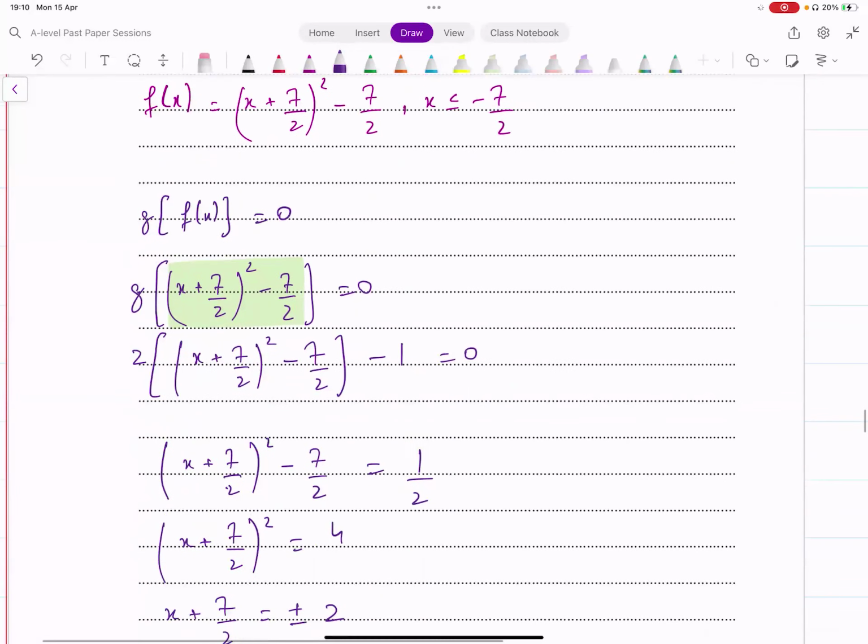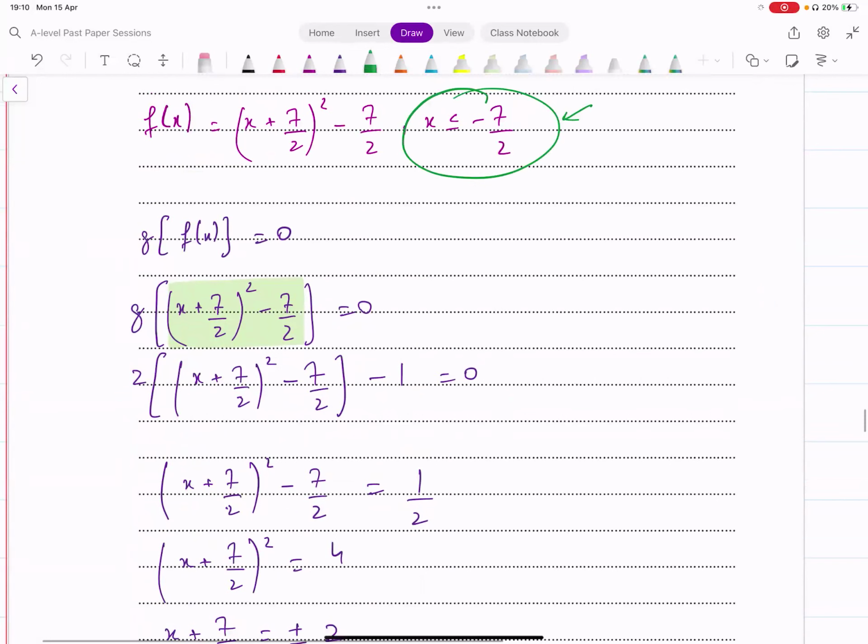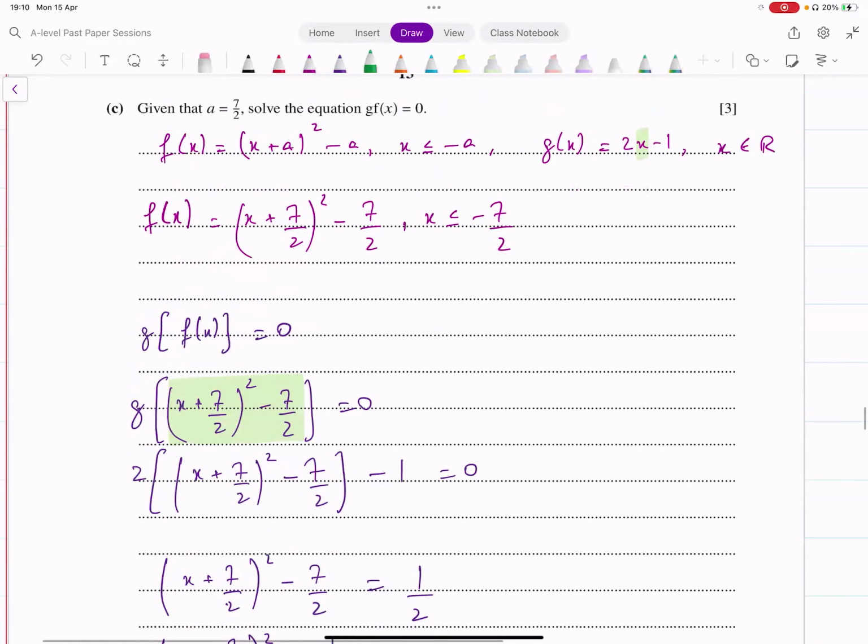What was the domain? The domain was x less than or equal to minus 7/2. Minus 7/2 is minus 3.5. So the values of x, remember, it's a composite function, right? The composite function is gf(x). The domain of the composite function is the domain of the inner function. So this function gf(x) also has this domain. The inner function is f here. The domain of this function is also x less than or equal to minus 7/2. So the values of x that you get have to be less than or equal to minus 7/2.